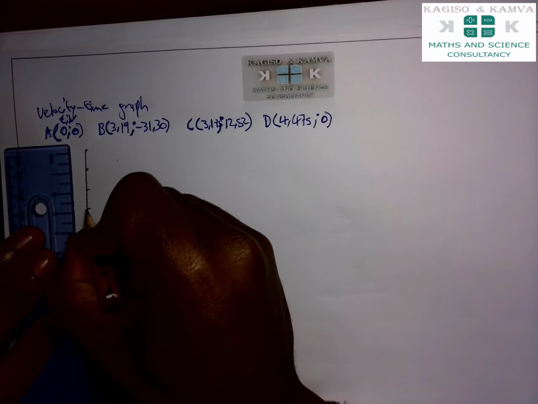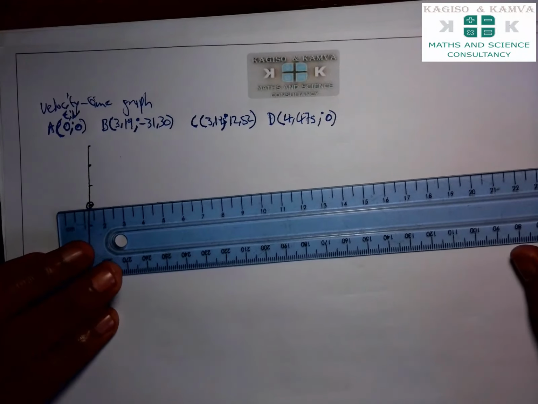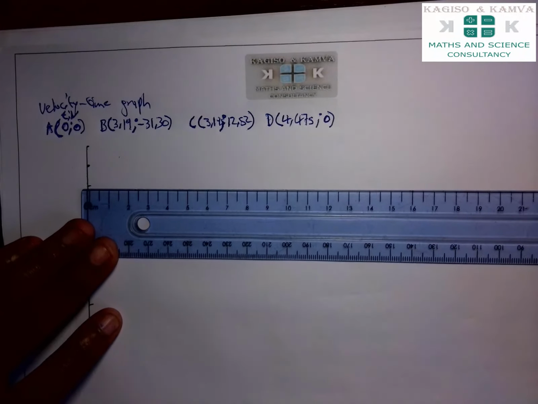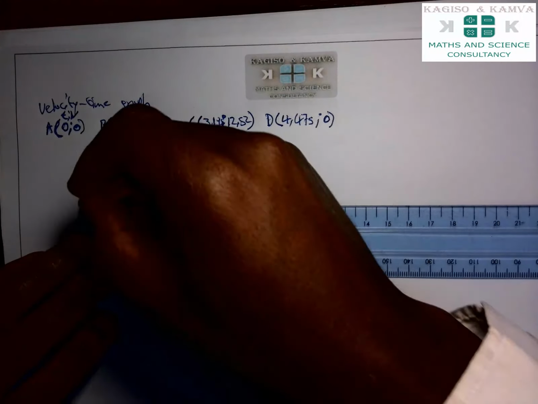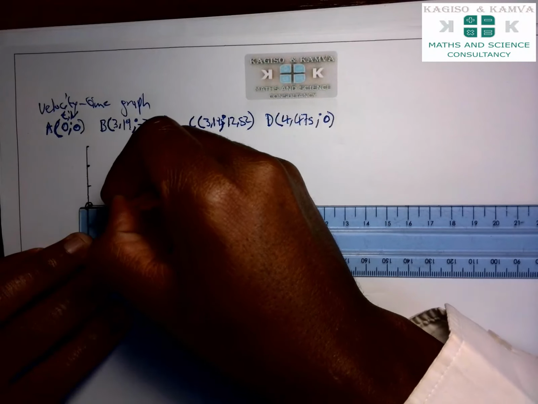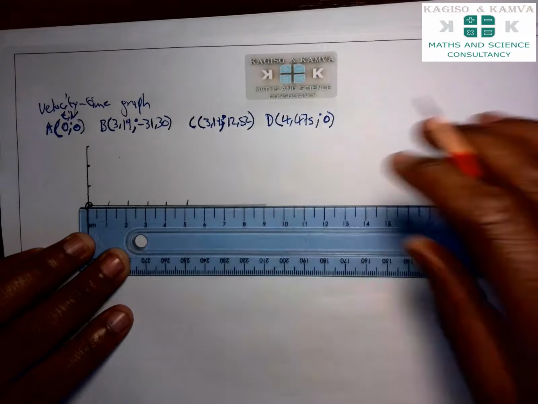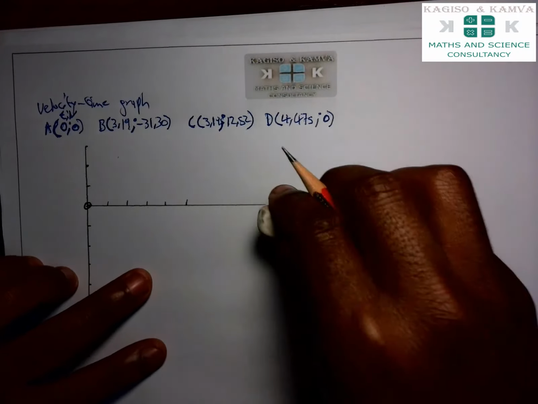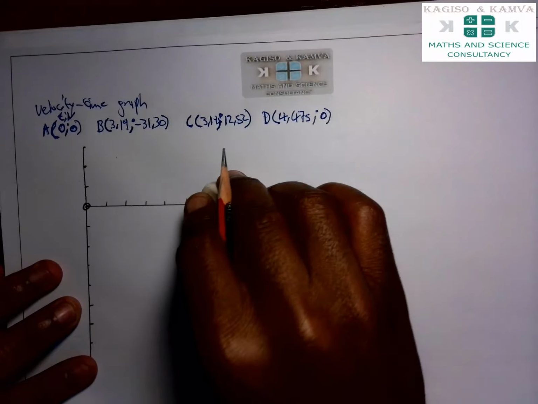So this one is going to be my 0, and then with the time I'm just going to have 1 2 3 4 5. Okay, 1 2 3 4 5.